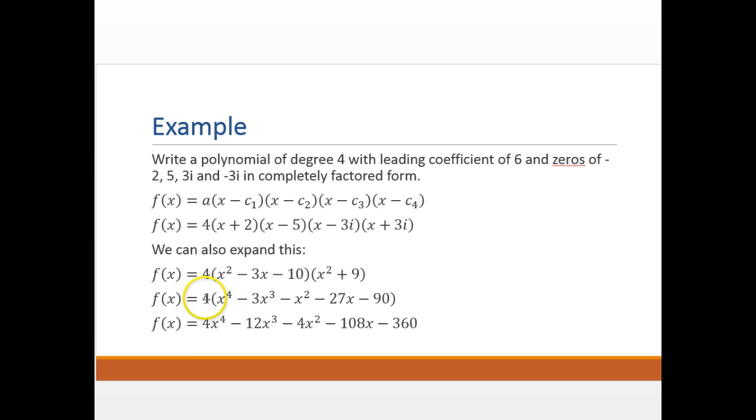And the last thing we have to do is distribute the 6. This becomes 6x to the 4th minus 18x cubed minus 6x squared minus 162x minus 540. Now, notice that the 3i and the negative 3i are conjugates. And when we have both of them, when they multiply out, we wind up with still having real coefficients.